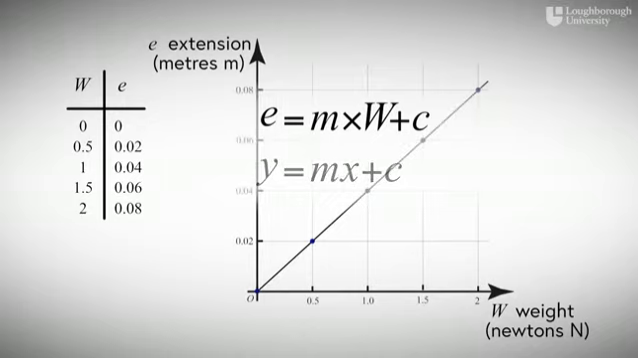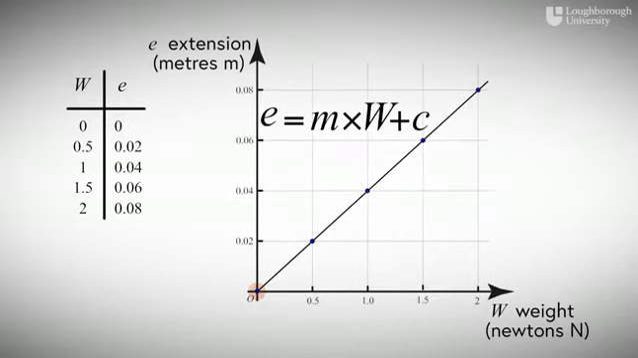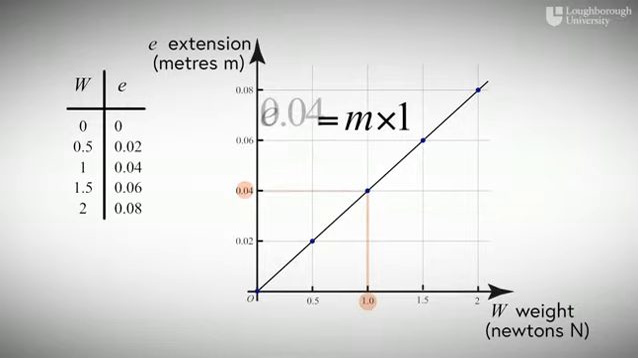Now in this case, the graph passes through the origin, and so the vertical intercept, c, must be 0. The constant m is the slope of the graph. The equation becomes E equals m times W. We can use any of the other points on the graph to find the value of m. When W is 1, we know that the extension E is 0.04, and so 0.04 equals m times 1, or simply m, and so m is 0.04.